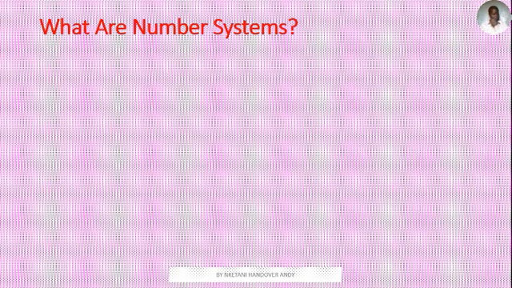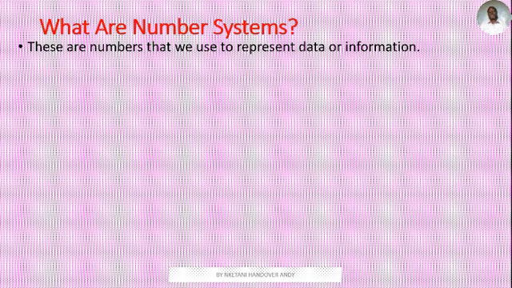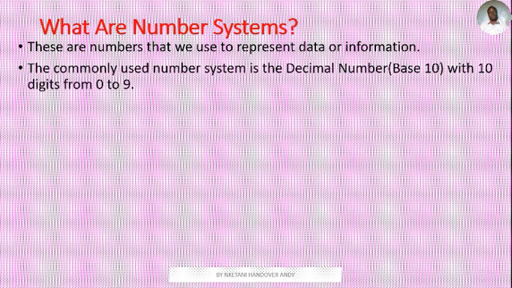Now, what is the number system, or what are number systems? We need to know that these are numbers that we use to represent data. The commonly used number system is base 10, which is the decimal number, and it has 10 digits, from 0 to 9. When we are first introduced to counting, we use the decimal number system, which is base 10.